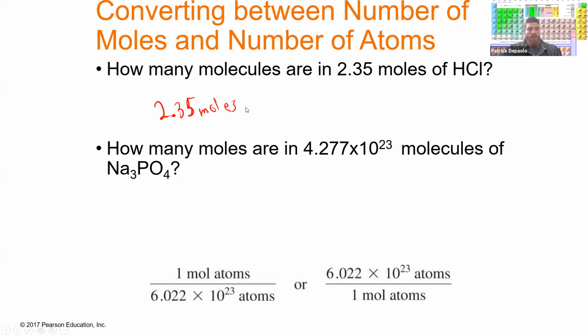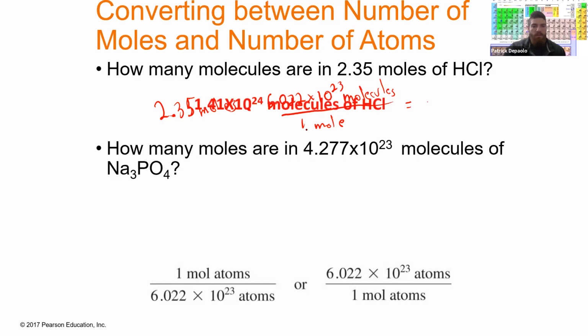All right, so you have 2.35 moles of HCl, and we're asking for the molecules, so we know that there are 6.022 times 10 to the 23rd molecules in 1 mole. So to figure out how many molecules there are, you multiply together and you get 1.4, so in proper scientific notation, 1.41 times 10 to the 24th molecules of HCl.